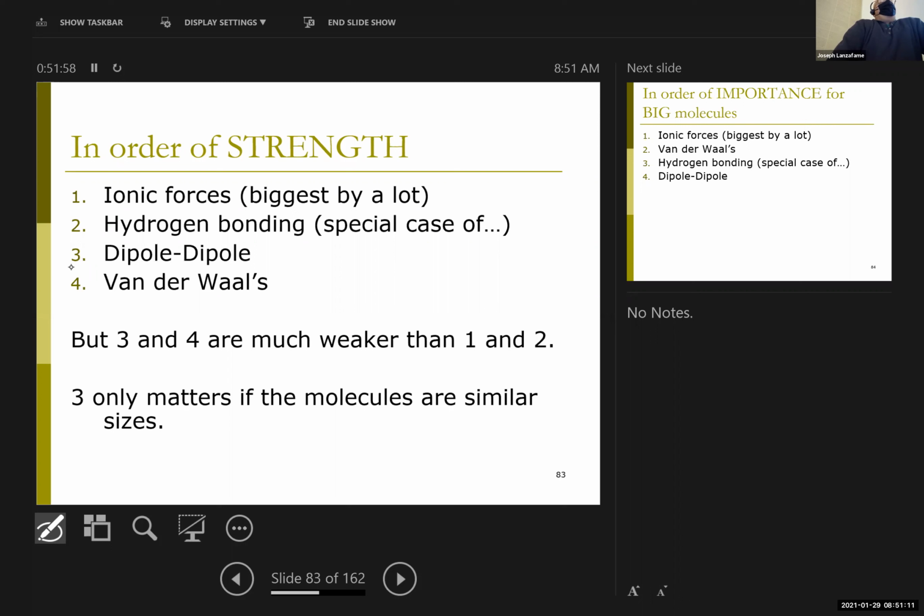Hydrogen bonding and dipole-dipole interactions are significant, but their significance decreases as the molecules get bigger, because van der Waals forces grow with size. Hydrogen bonds and dipole-dipole interactions are only over that single bond length. And so they're always kind of the same size.